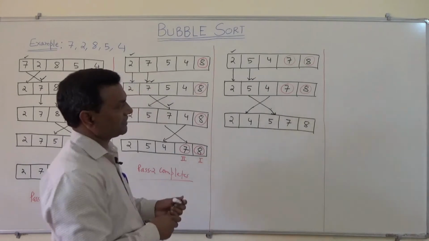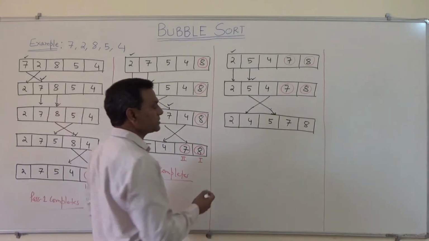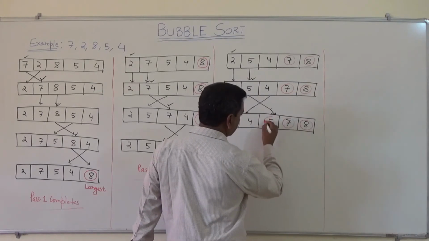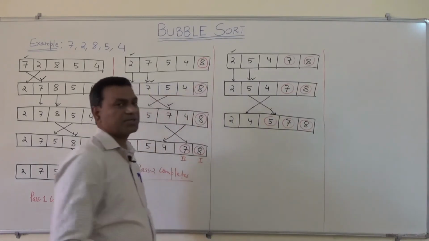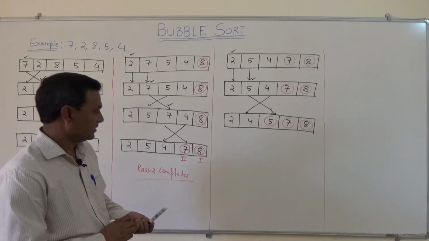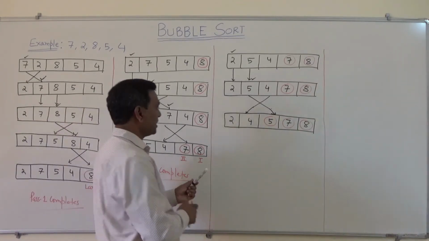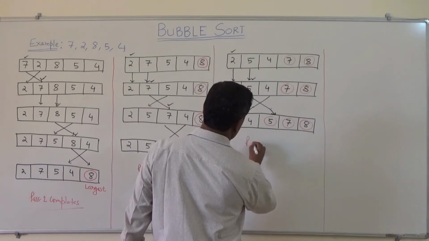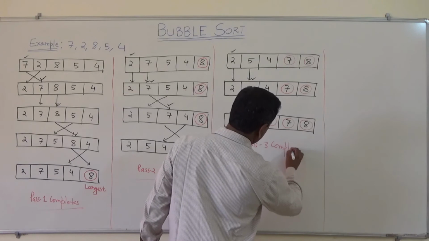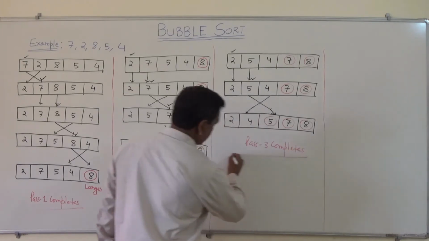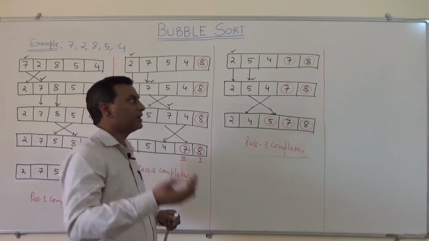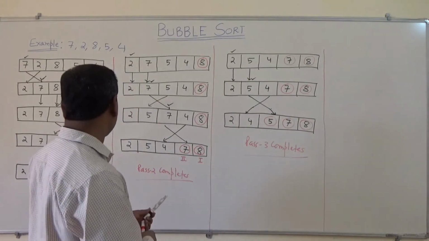So now the last 3 elements are sorted, or we can say this is the first largest, this is the second largest, and this is the third largest. So 3 elements are at their final places. So this is pass 3 completes here. So 3 elements are sorted. Now we will go for pass 4.